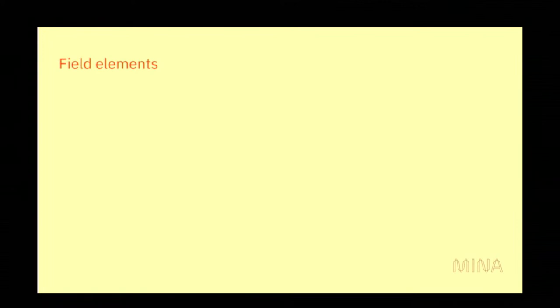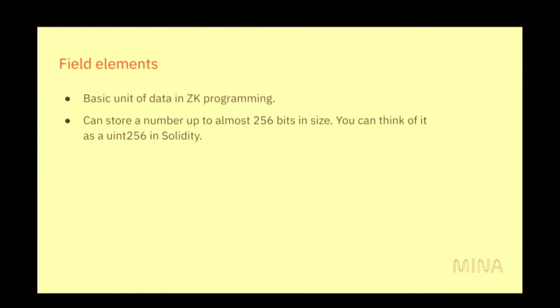But at the end of the day, the math problem is the thing that's used to check that people are executing code correctly. And it's a math problem, so it's not defined over strings or Booleans, it's defined over numbers. In fact, a specific kind of number called an element of a finite field. It's not really important to dive into what that means. If you're curious, you can just Google it. But from a developer perspective, it works very similarly to a UINT 256 in Solidity.